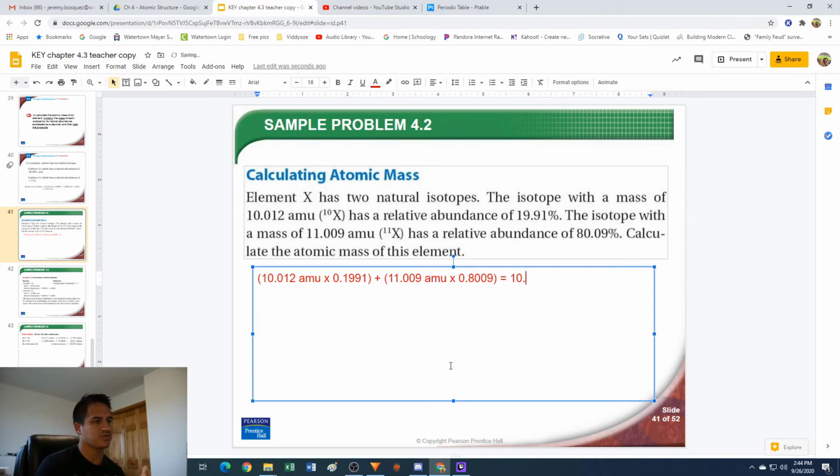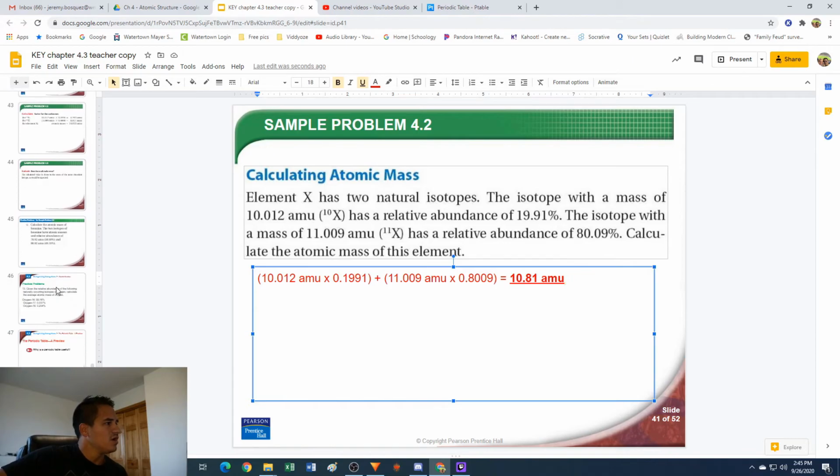Or I guess we'll go 4 significant figures because of the percentages. So 10.81 AMU would be the average atomic mass. And again, if we look at that, we'll notice 10.81 is closer to 11 than it is to 10, because this isotope, isotope 11, has an 80% abundance. So it has a bigger impact. The average is going to be skewed towards 11 rather than 10.